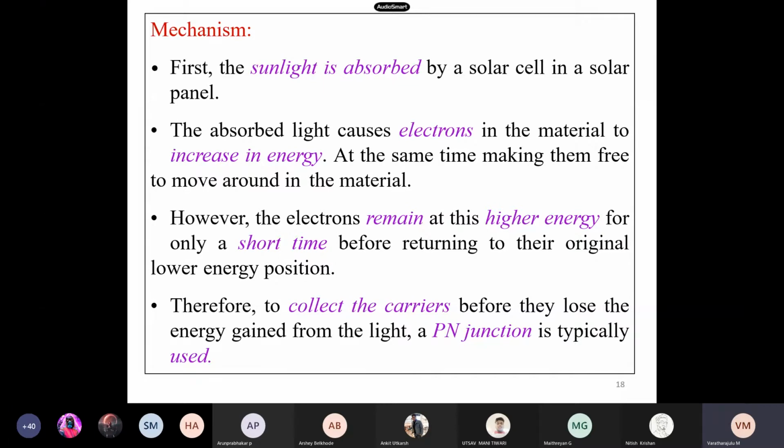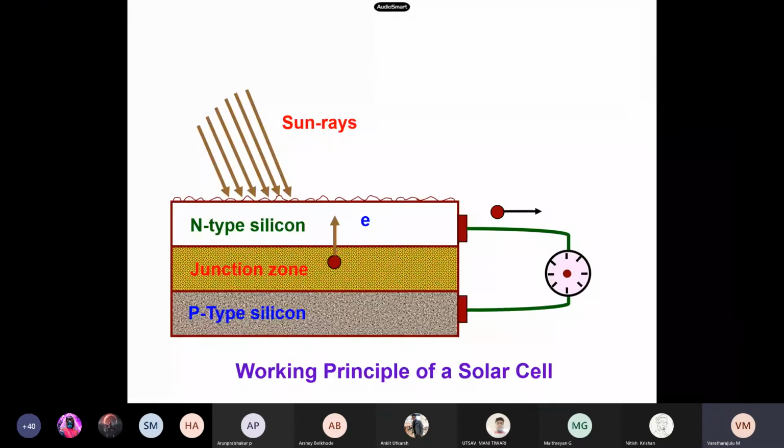And we keep the N-type semiconductor at the top, and the P-type at the bottom. From the junction, the electron passage starts when the sun's rays pass over the N-type, and we utilize those electrons with various accessories and appliances.